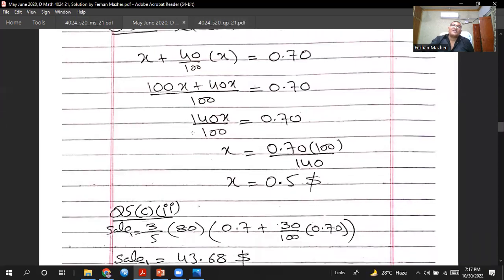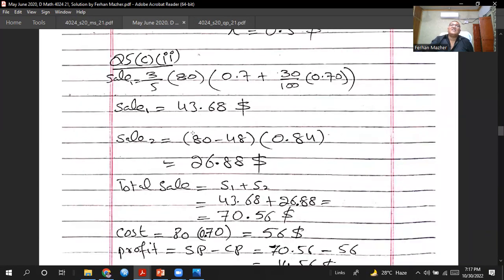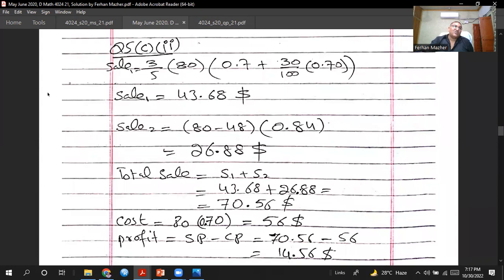We know the cost price of each chocolate is 0.7. There are two kinds of sales they have made. In sale number one, 3 by 5 of the 80 chocolates are sold at a profit of 30%. So this is the number of chocolates, 3 by 5 of the 80, and this is their sale price.